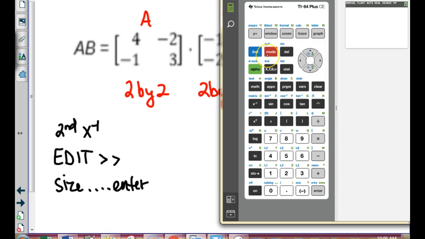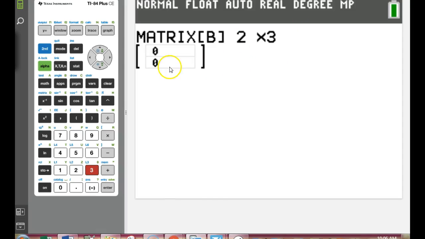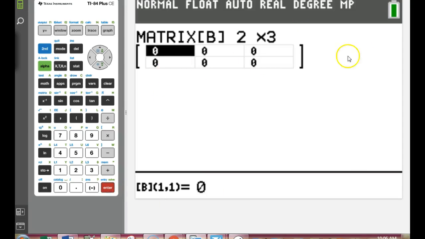Now we want to go in and put in matrix B. So how do we do this? Second, and then the inverse button, I'm going to call it, arrow to the right. Very carefully, you got to go down so that you're in B. Otherwise, you're going to put it right over the top of the one you just did. And what size is this one going to be? 2, enter 3. Okay, so after I hit enter here, I have now a setup to put this in.